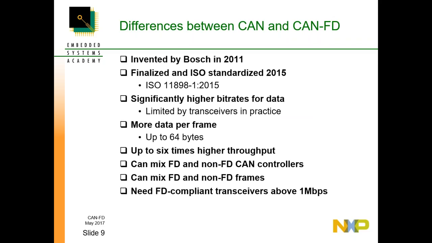CAN has been around since the late 1980s and has proved itself to be a robust and popular networking choice for a wide range of industrial and automotive applications. In 2011, Bosch came up with an improvement called Flexible Data, or FD for short. This new protocol went through some early revisions before committing to silicon around 2014. During the ISO standardization process, some flaws were discovered related to error detection, and these flaws were corrected, and CAN-FD became an ISO standard in 2015.